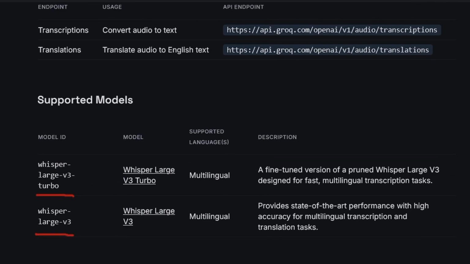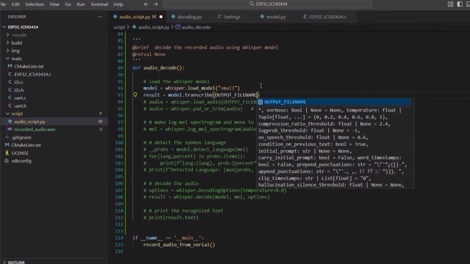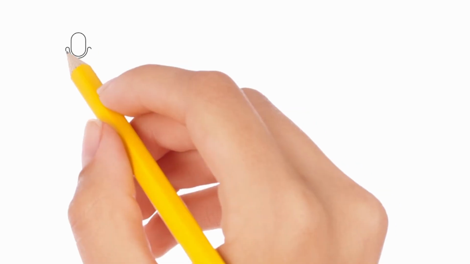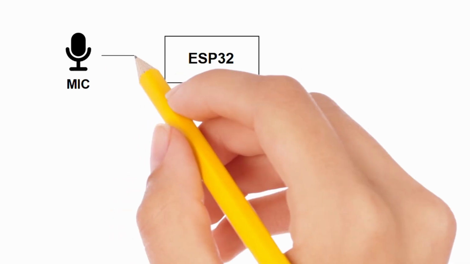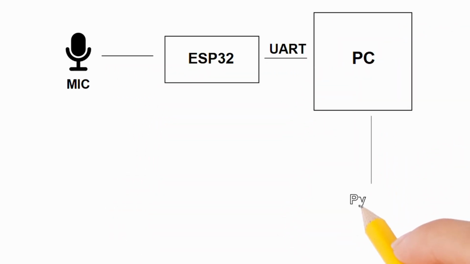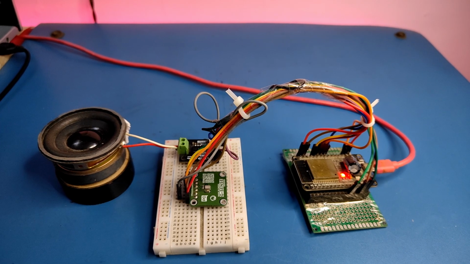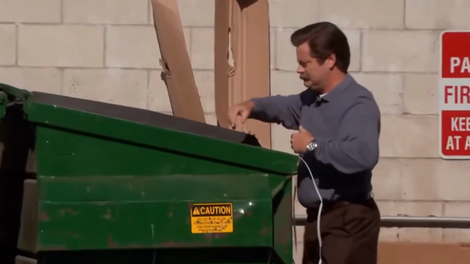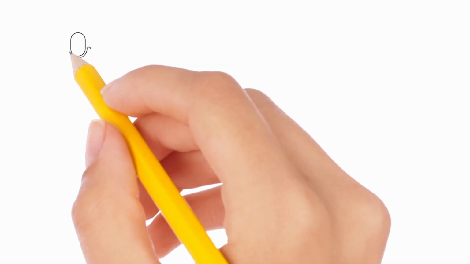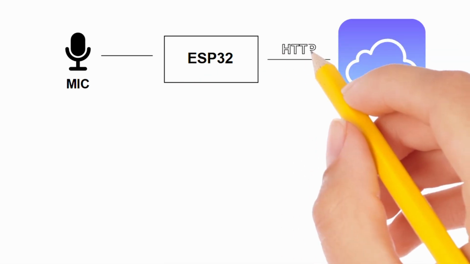Now, we have already explored Whisper in one of our previous videos, but the earlier workflow was very different. At that time, ESP32 simply streamed microphone audio to the PC over UART. Python saved that audio as a WAV file, and transcription happened on the computer itself. This time, the PC is completely out of the picture. ESP32 directly sends the recorded audio to the internet using an HTTPS request.